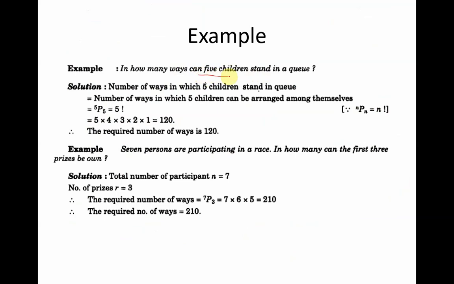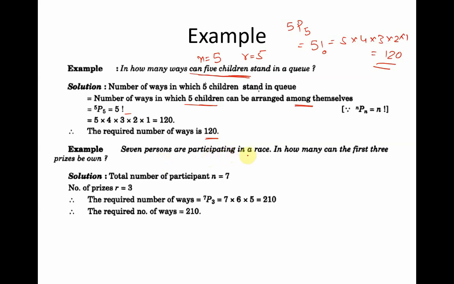Now 5 children have to stand in a queue. Obviously all the 5 students have to stand in a queue. So n is equal to 5, and how many objects am I taking out of it? r is equal to also 5. So this is 5P5. This is equal to 5 factorial, which we already talked about in the first slide. So this is equal to 5 into 4 into 3 into 2 into 1, that is equal to 120. So the number of ways in which 5 children can be arranged among themselves, why? Because all the 5 children have to stand in the queue. So that is 5 factorial, which is 120.